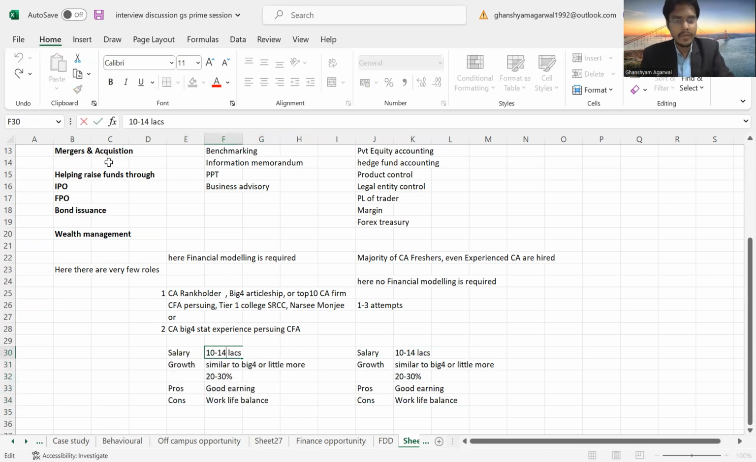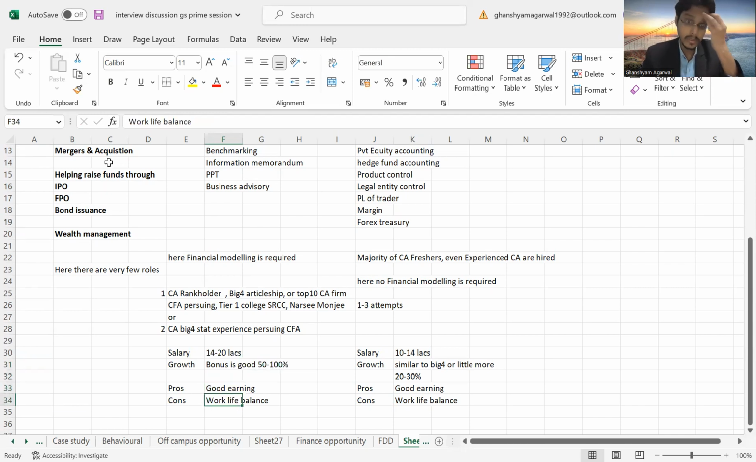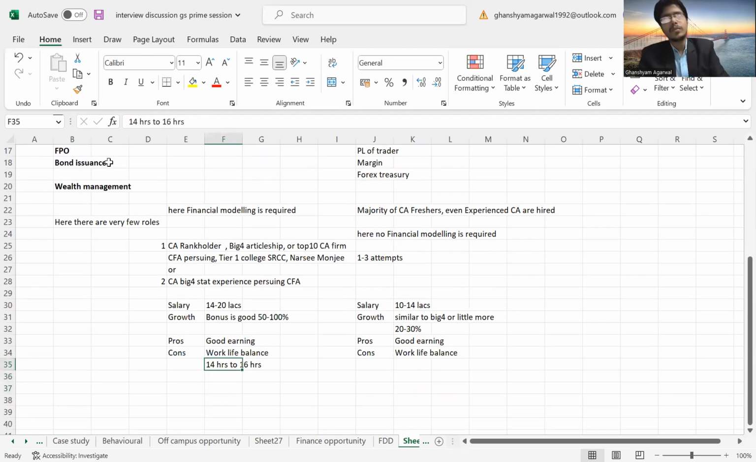Here the salary can be 14 to 18 lakh also, depending on what rank you got. 20 lakh, similar to, no, this will be much better. The bonus component is good. Bonus is good, 50 to 100%. Good earnings. Okay, work-life balance can be 14 to 16 hours also. It can go to 12 to 16 hours on a daily basis, right?